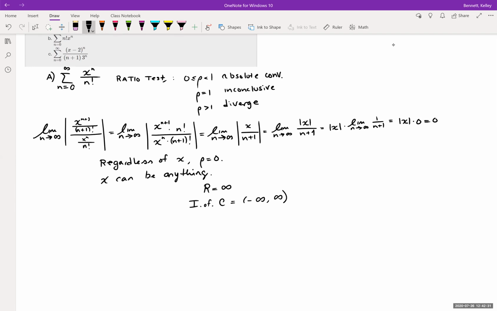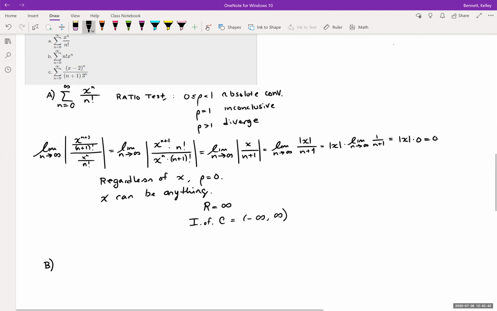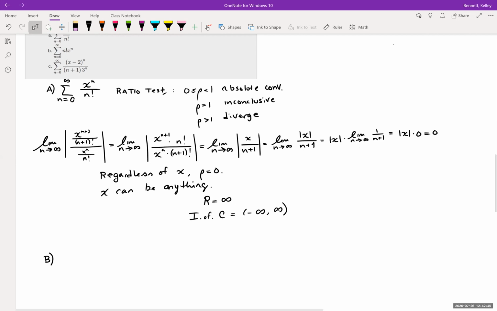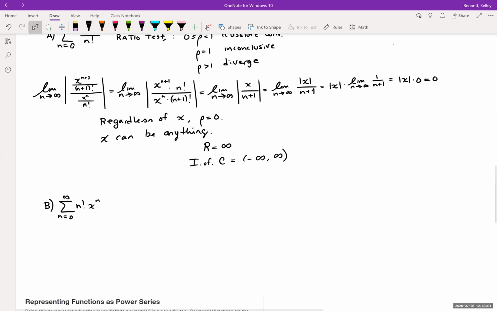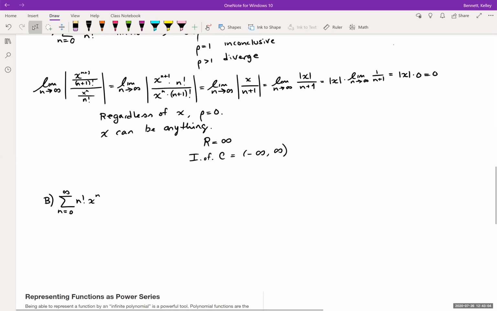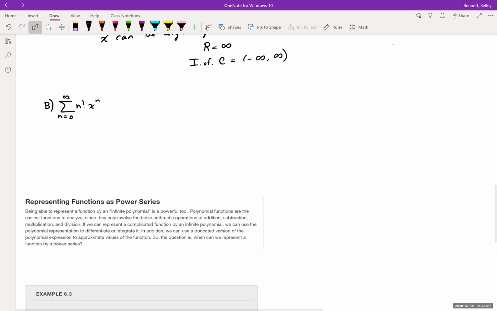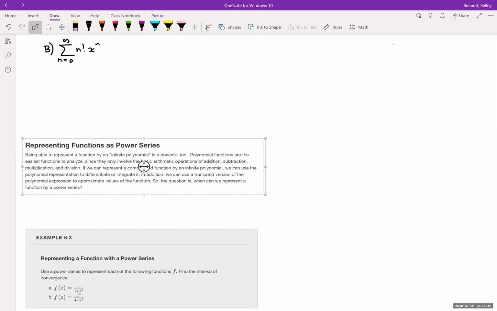So now let's look at B. The book solves it in one way, and I would just consider another approach. I think they're both worth looking at, so please check out the text when you can. Okay, so our series is n factorial times x to the n. So n factorial is just going to blow up as n increases. So for me, I'm thinking there's just no way that this thing can converge, except for in one small case.